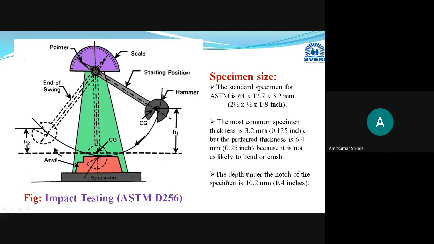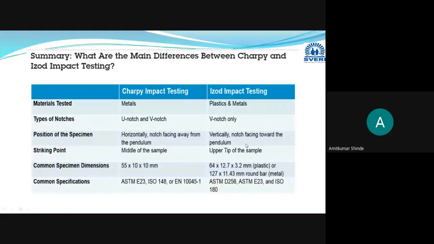Then here they have mentioned the depth of the notch. Whichever specimen is prepared, one notch will be there, and that notch will be of 10.2 millimeter. You have to prepare a notch. Here I have collected some comparison points for the impact testing which we use for plastic materials, that is, the IZOD impact test. A V notch you have to prepare.